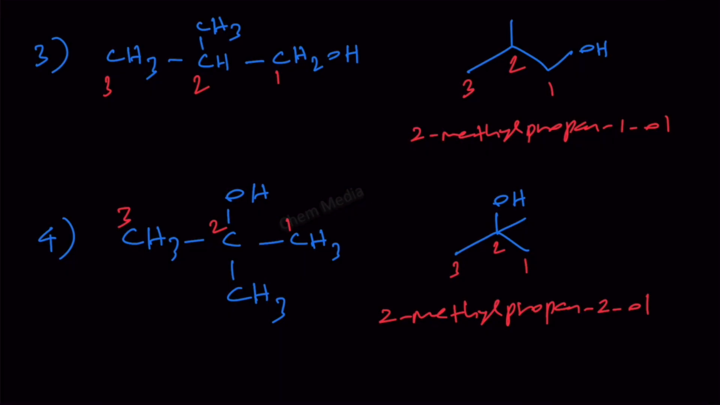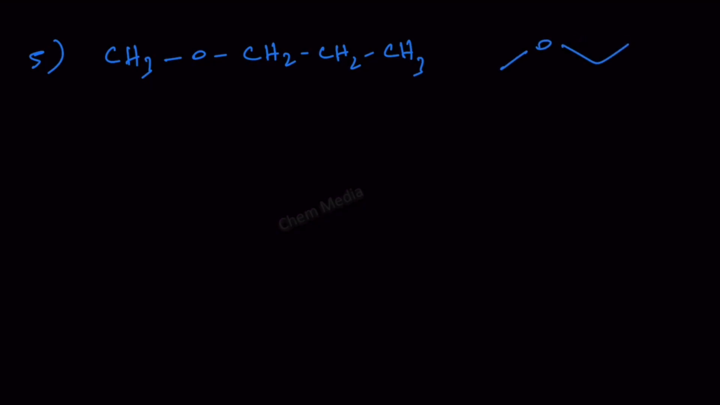Therefore, let's go to ethers. Number 5, we are going to write methoxypropane, that is CH3 and then O, and then CH2, CH2, CH3. And the corresponding structure in bond line notation will be 1 and then oxygen and then again 1, 2, 3. Let's number it. This is the long continuous carbon chain 1, 2, 3. So this is basically 1-methoxy propane. And then number 6.